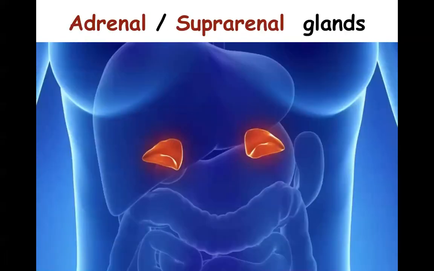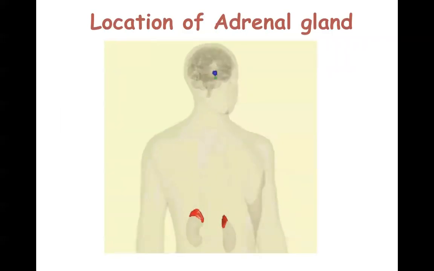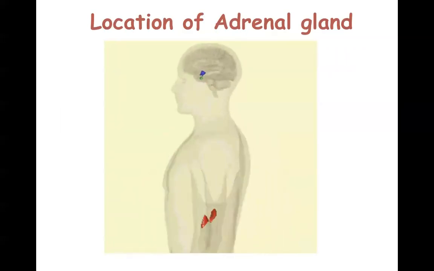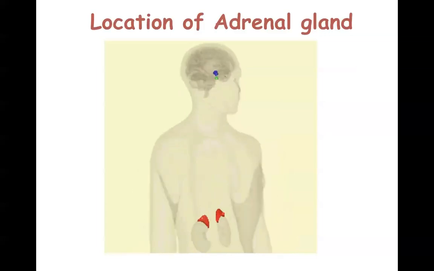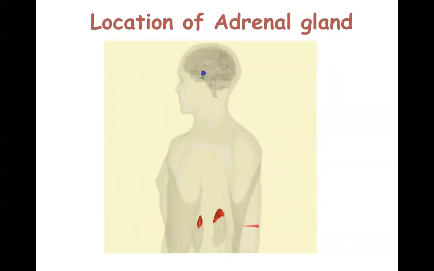So the first hormonal gland which we are going to study is called the adrenal or the suprarenal gland. It's called the adrenal gland or suprarenal gland because it is present above the renal, that means the kidney structure. If you were to see it in a three-dimensional rotating figure, you can understand that the adrenal gland is present above the kidney like a cap.